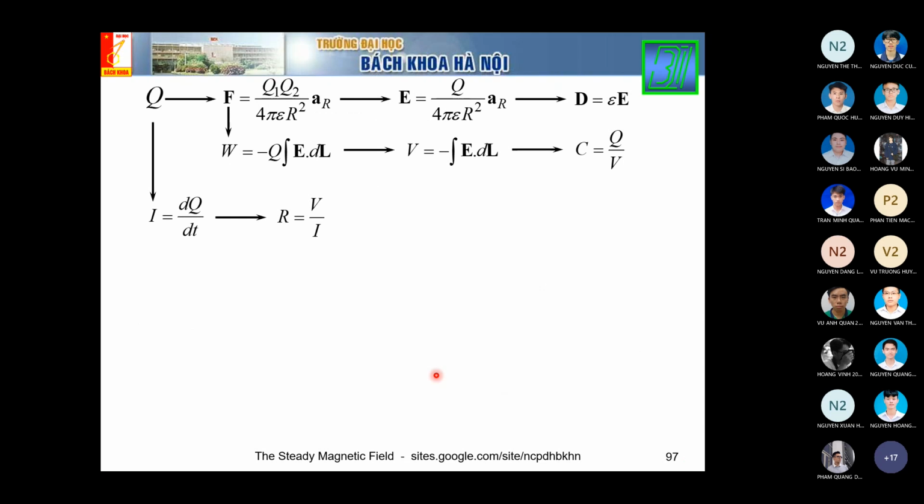And I want to show you a summary of this chapter. In this chapter, firstly, we defined H. This is the H of a current flowing through a straight wire. And from the H here, if we multiply H by the permeability of the environment, we have the magnetic flux density B. And from B, if we take the integration of B dot dS, we have a very important quantity in this course. It is the magnetic flux.